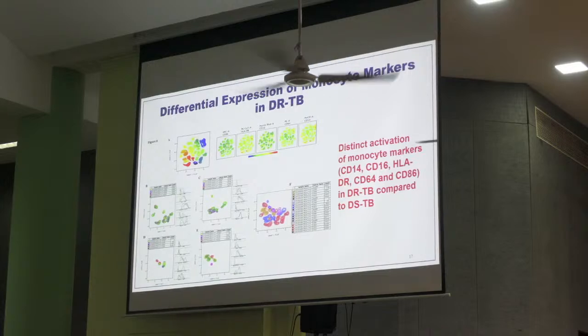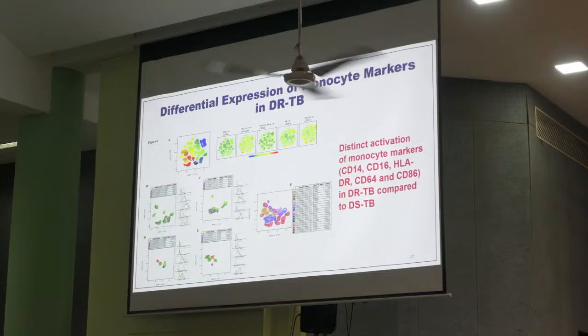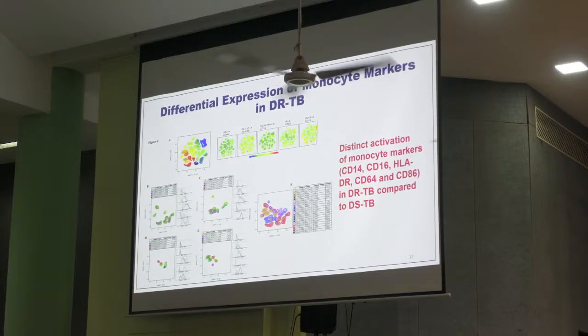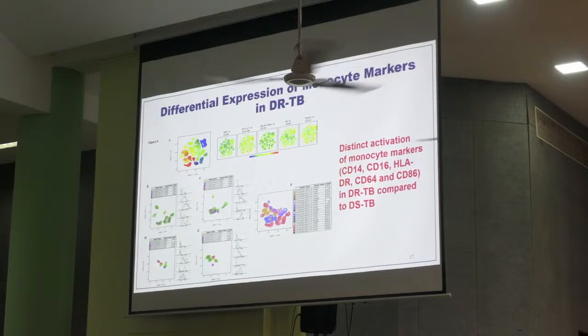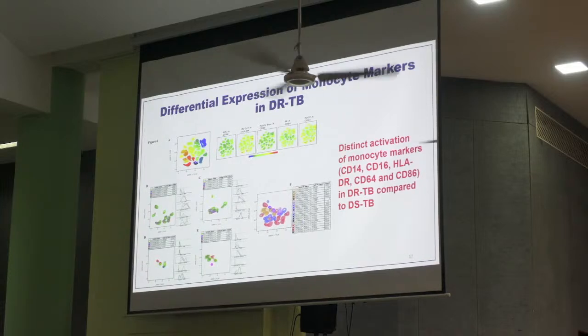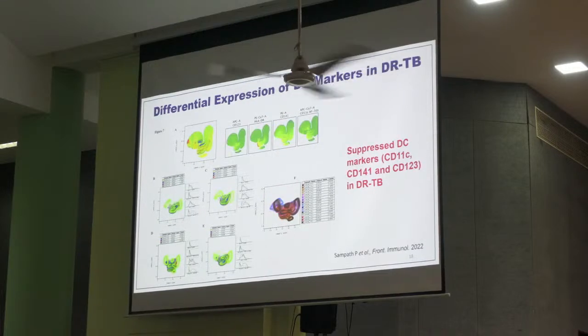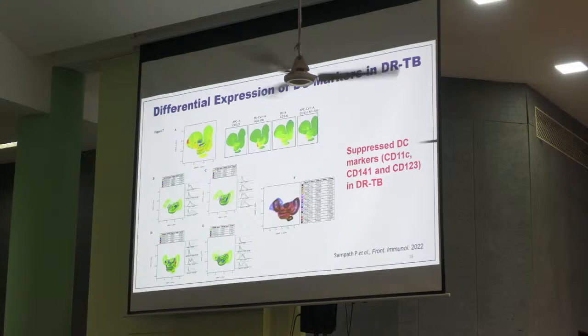This is the multiple-marker UMAP analysis, which is bioinformatics, together with FACS analysis, where multiple markers other than the CD14 and CD16 expression are measured across different samples and different molecular markers. These UMAP plots show that the monocyte markers are being activated, particularly HLA-DR, CD64 and CD86, which are very well activated. They are more activated in DS and DRTB when compared to the healthy and latent. And also, as I said, the dendritic cell markers are downregulated.